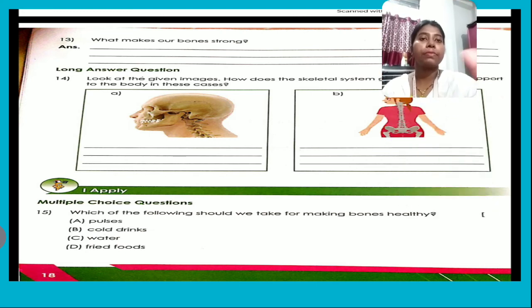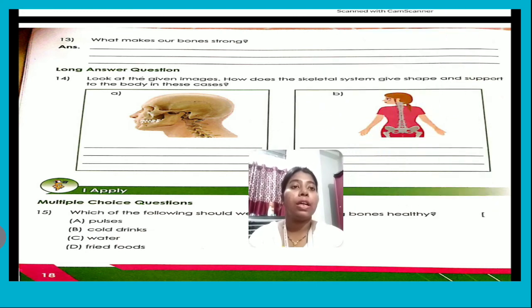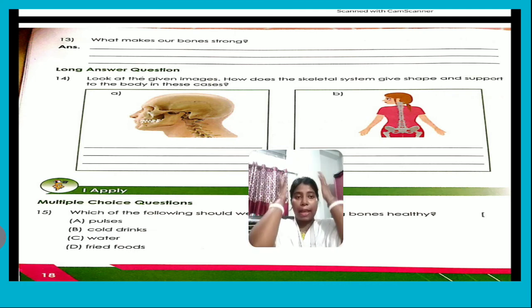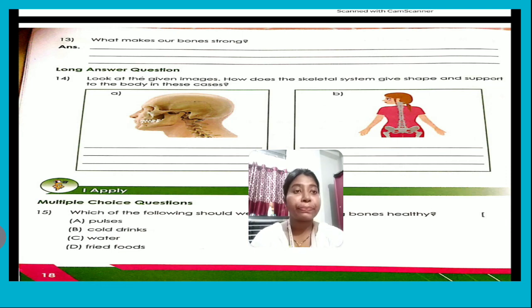Okay. Next, look at the given images. How does the skeletal system give shape and support to the body in these cases? So there are two images which also include the parts of the skeletal system. So you have to tell how they are giving the shape and support to your body. The first one is your skull. So when I say skull, I say that it protects the brain and it also gives our facial structure. Yes or no? Do you remember the picture of the skull? Yes, the skull was having two parts. First one, where the brain could be put inside, and the next was the facial bones, which give structure to our face. So the answer will be the skull protects the brain as well as gives shape to the face.